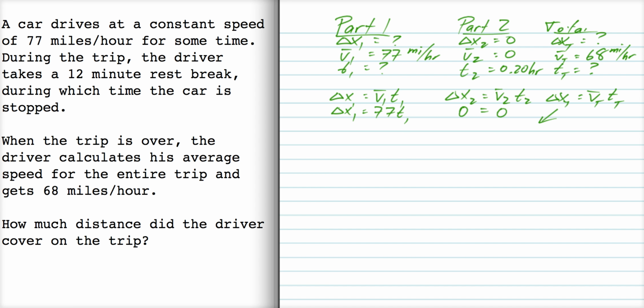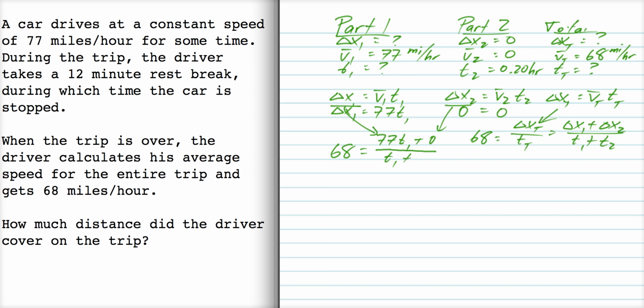But another way to write that is that v total, which is 68, is equal to delta x total over t total, which is the sum of the two displacements divided by the sum of the two times. Well, now we can do something with this. I can say that 68 is equal to (77 t1 plus 0) over (t1 plus t2), because that's delta x1 and delta x2. Delta x1 is 77 t1, delta x2 is 0. And then t1 plus t2, well, t2 up here is 0.2. Well, now I can solve that because I've got only one unknown, t1.